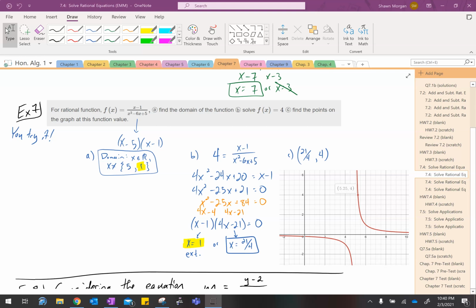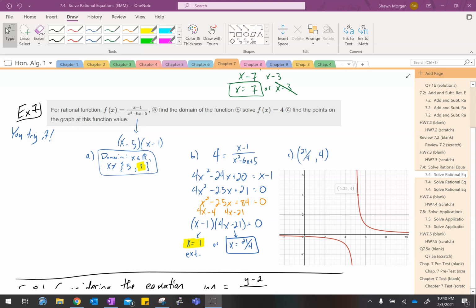And we find one of the solutions is actually an extraneous solution because it was in our domain restriction. We can't have x equals 1. That would make the numerator equal 0, or excuse me, the denominator equals 0. So that one's a no-go. But 21/4 actually is our answer. And it says express it as a point on the graph.